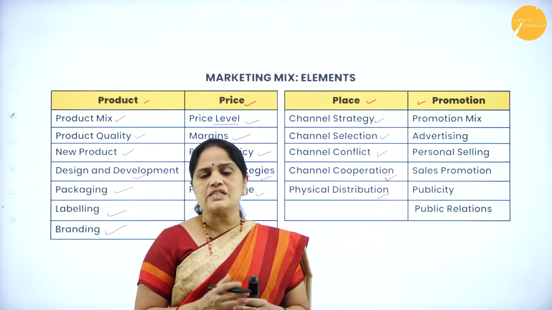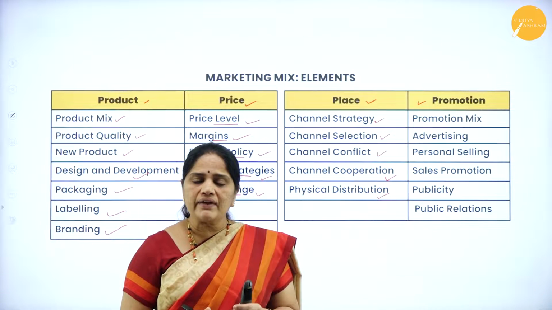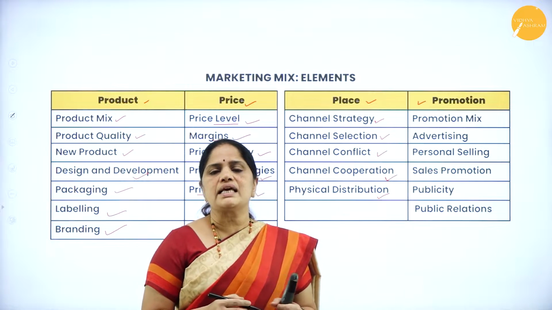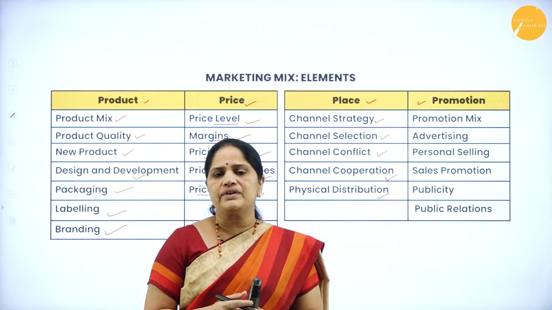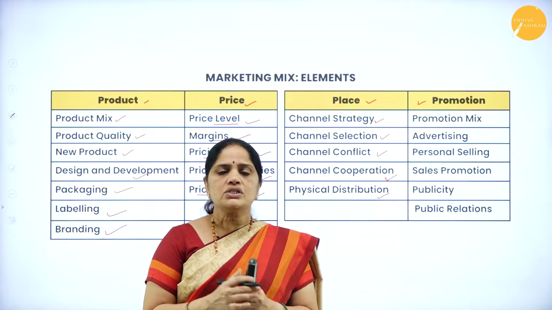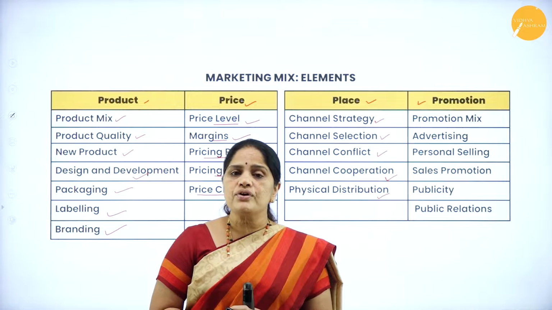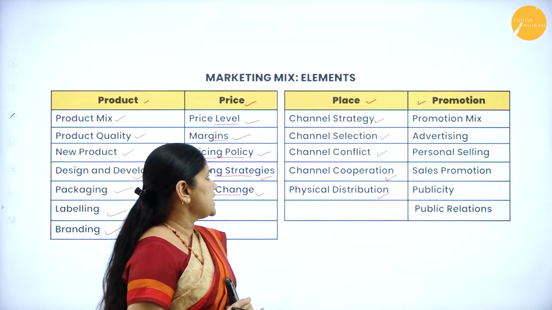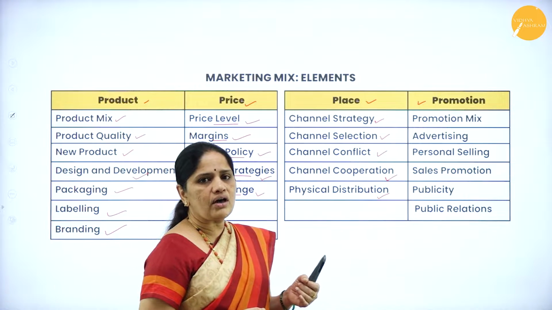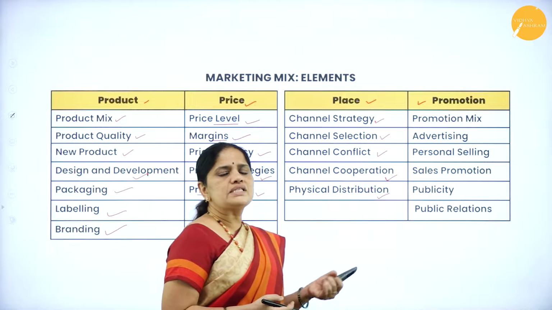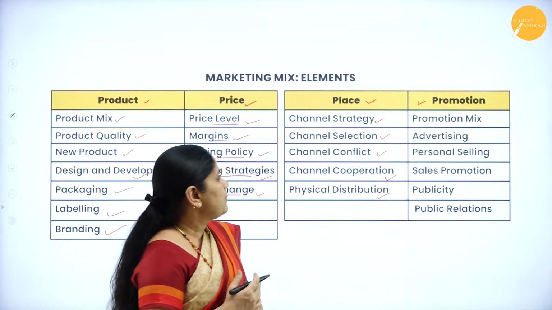Now, when we are transferring the goods from the place of a manufacturer to the place of the consumer, we have to also see whether we are selling the goods through wholesalers, retailers and the ultimate consumer, or whether we are selling directly to the consumer. So, all these modes or channels of distribution have to be considered before we decide on the place mix. In this, the channel strategy, channel selection, channel conflict, channel cooperation and physical distribution, all these things have to be taken care of in the place mix.